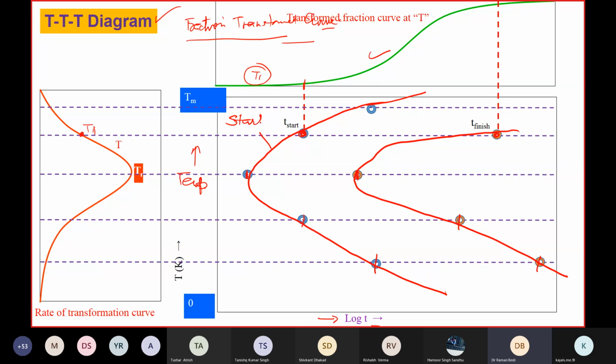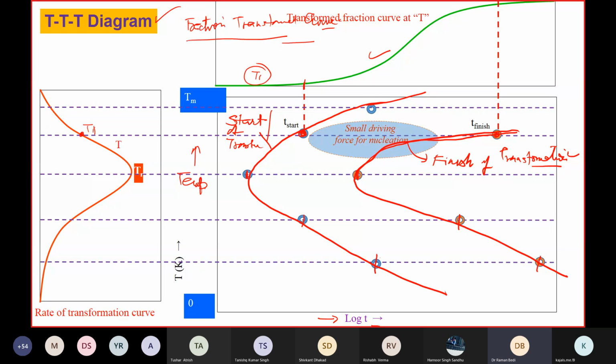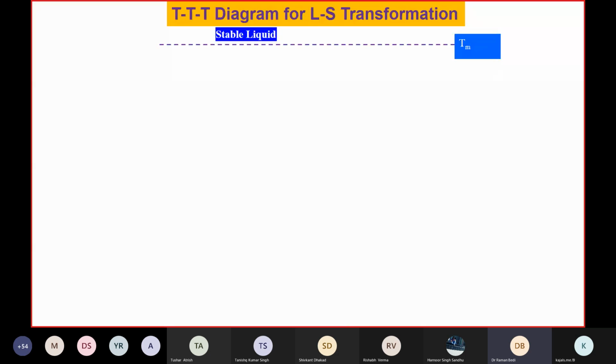One here is about the start of transformation, and here is the finish of transformation. Starting of transformation and finishing of transformation. So it is plotted like this now. And keep in mind what is here in terms of temperature. We already said that near the melting point, or near the eutectoid temperature, similar to the melting point, we have a small driving force for nucleation, meaning growth is more prominent. And at the lower values, nucleation is more prominent and growth is sluggish. What happens because of this? Let us look at this now with the help of another diagram.